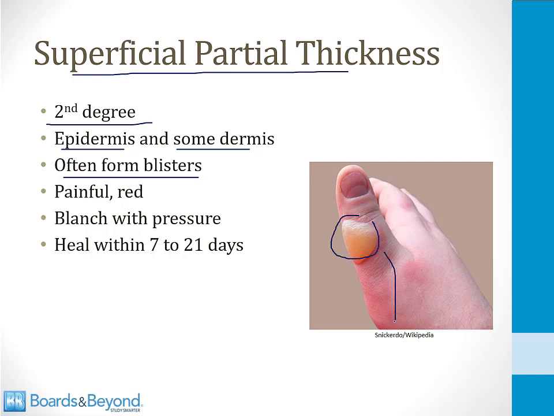There's also a red area here similar to a first degree burn, but the blister distinguishes this as a superficial partial thickness burn. These types of burn injuries are painful and they can be red like this area of the skin shown here, and they blanch with pressure similar to superficial burns. And usually these take a little bit longer to heal, about 7 to 21 days.